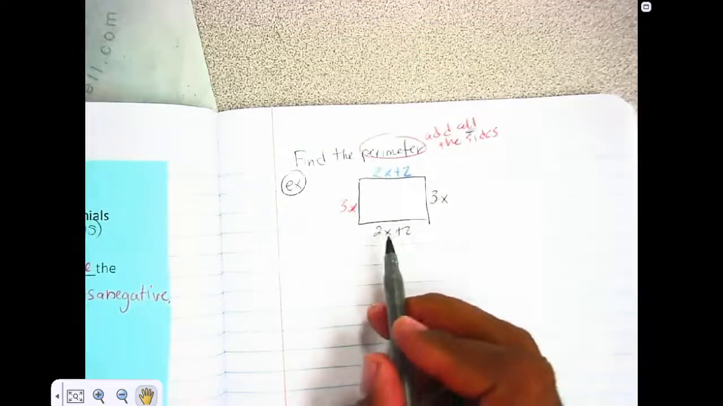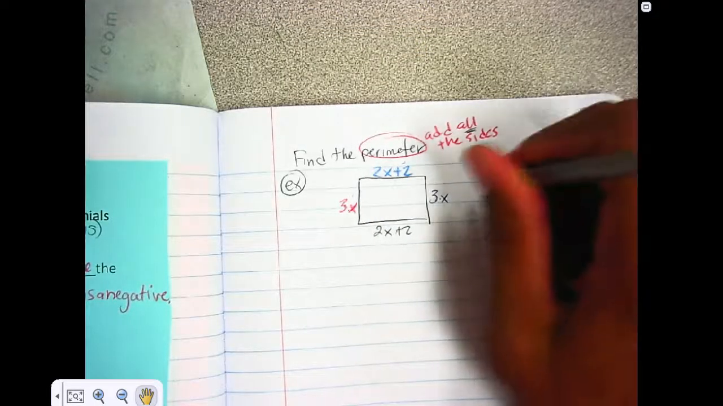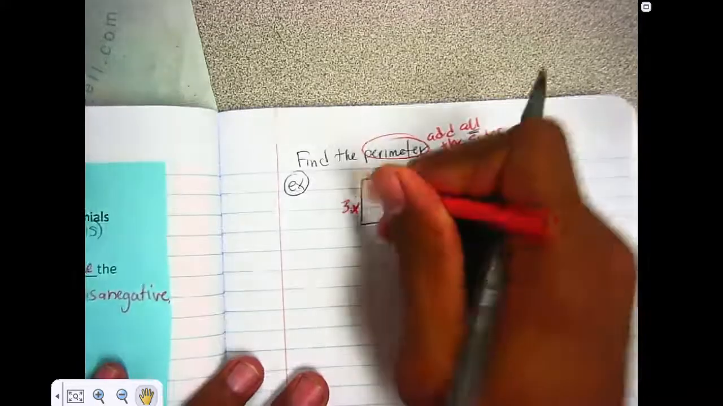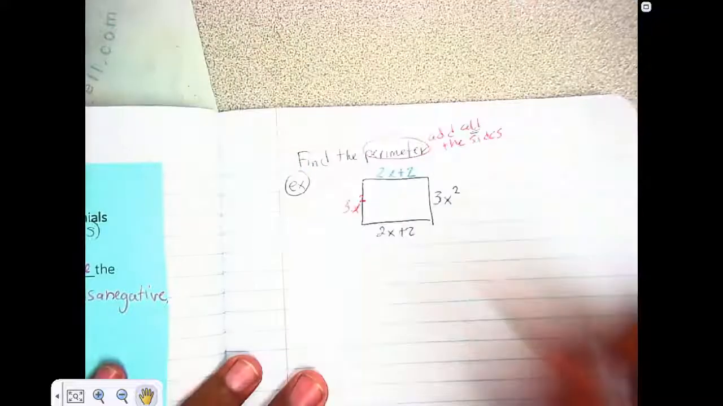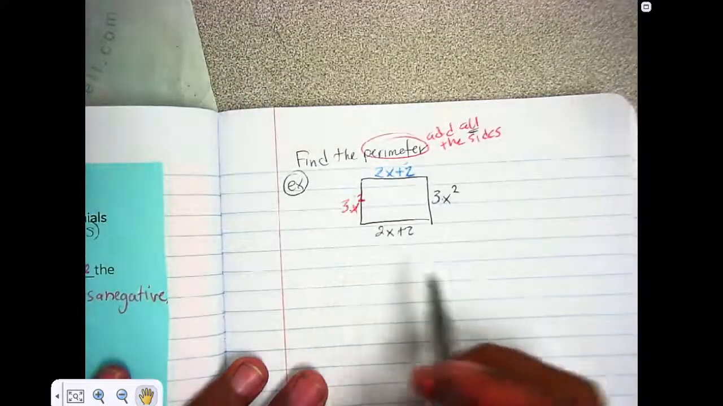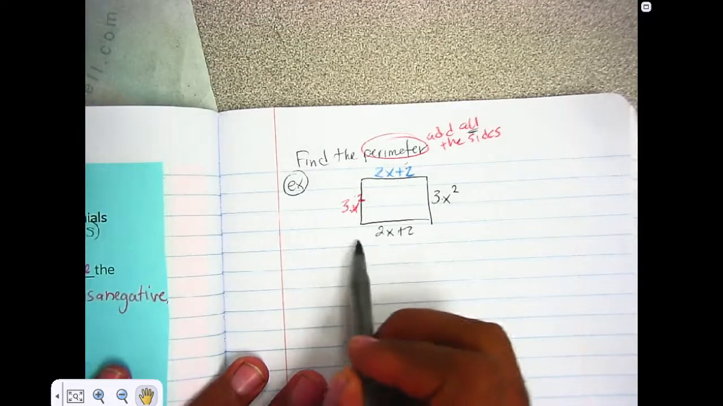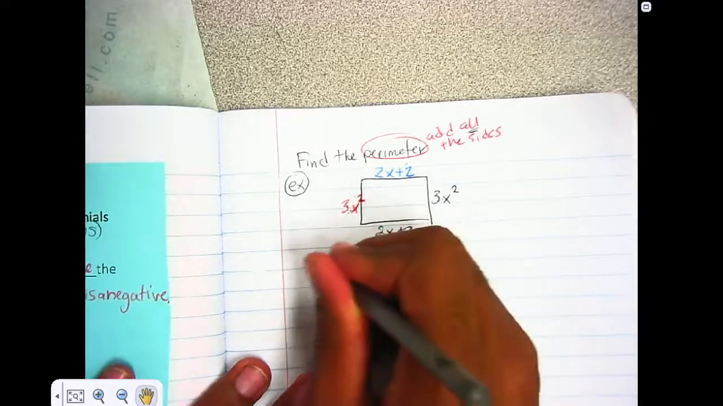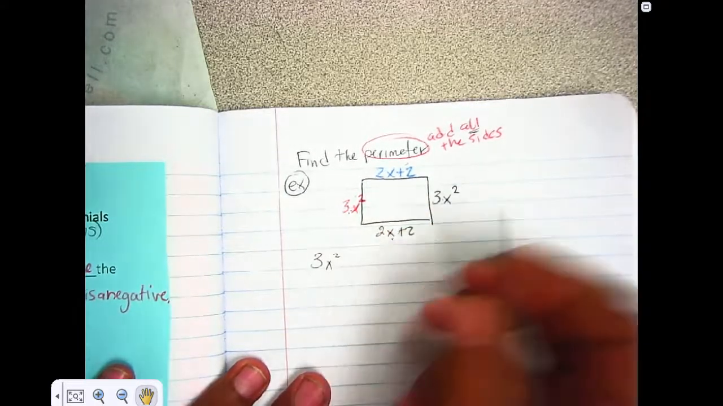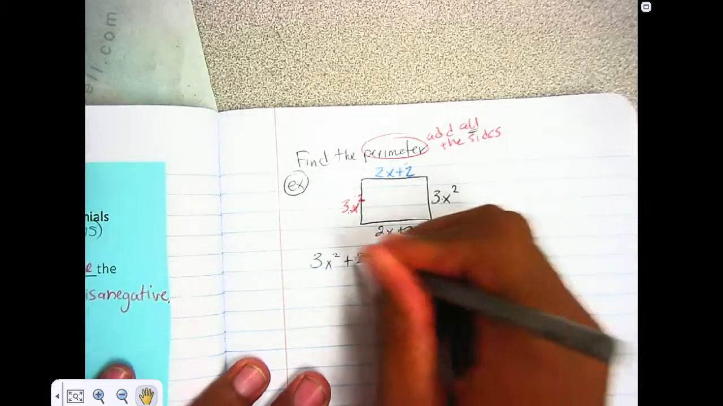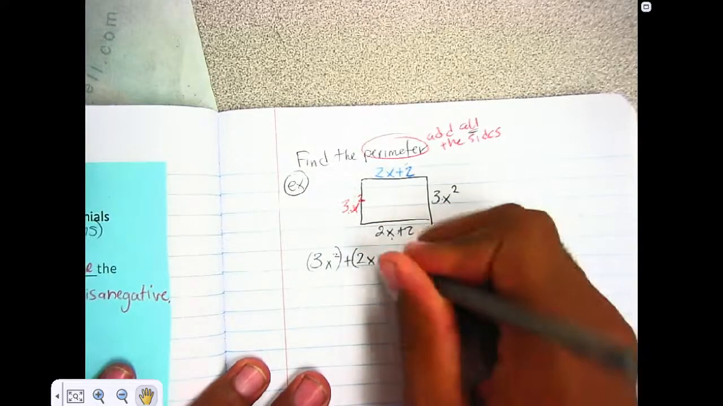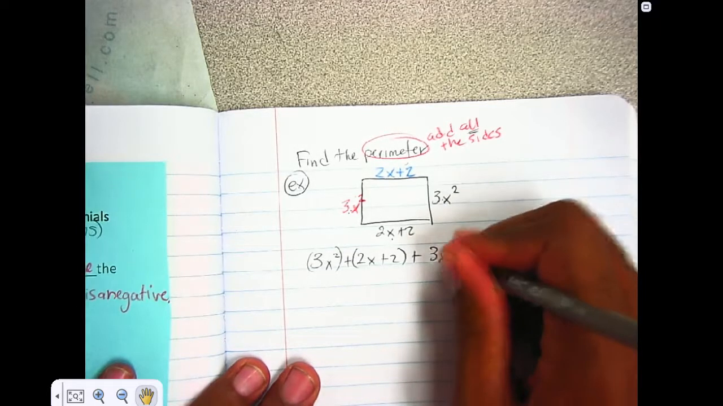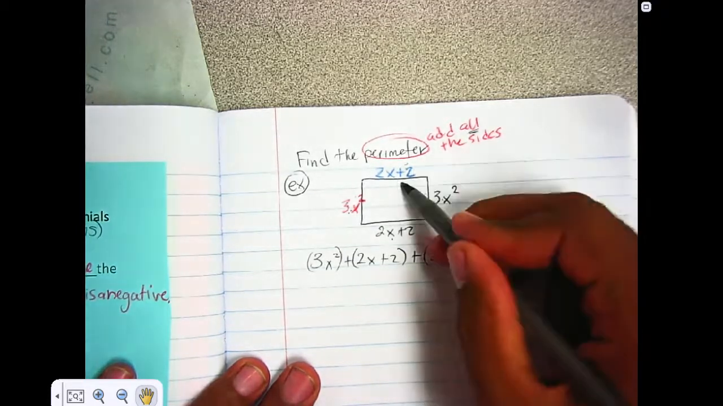So what I'm going to do, and actually, you know what? Let's change up something real quick. Let's make that 3x squared. So then this will also be 3x squared, just to make it more interesting and more like what you're going to actually have to deal with. Now I have to add all the sides. So now I'm going to add 3x squared plus 2x plus 2. I'm going to put these all in parentheses, plus 3x squared again, plus 2x plus 2.